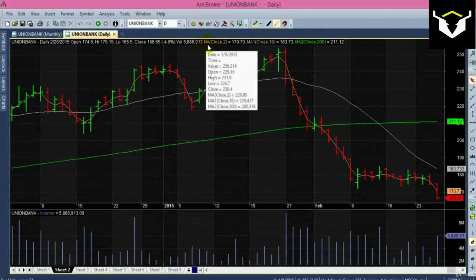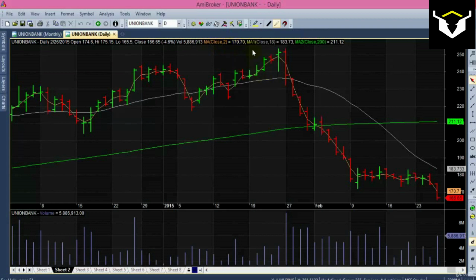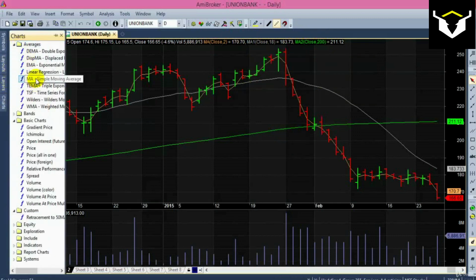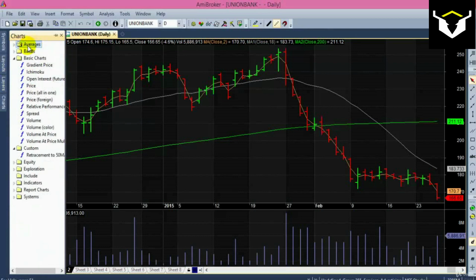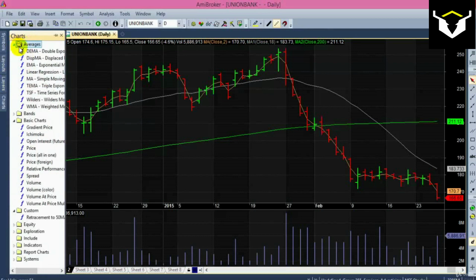You can see here MA stands for moving average, or simple moving average. Parameters are close, 2 bar. Next is a simple moving average with close and 18 bar look back period. Next is with close and 200 bar look back period. These moving averages can be found in charts, averages, under the average folder. You can see there are various types of moving averages: simple, exponential, weighted, Wilders, time series forecast, double exponential, and so on.